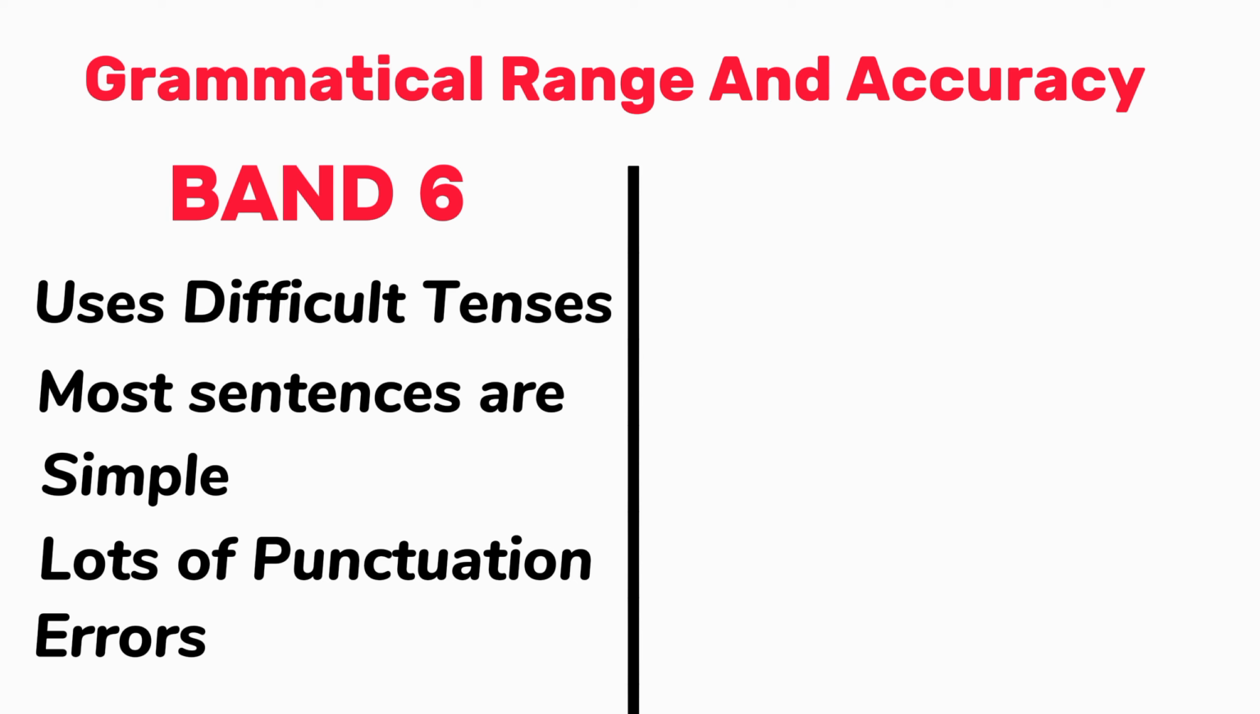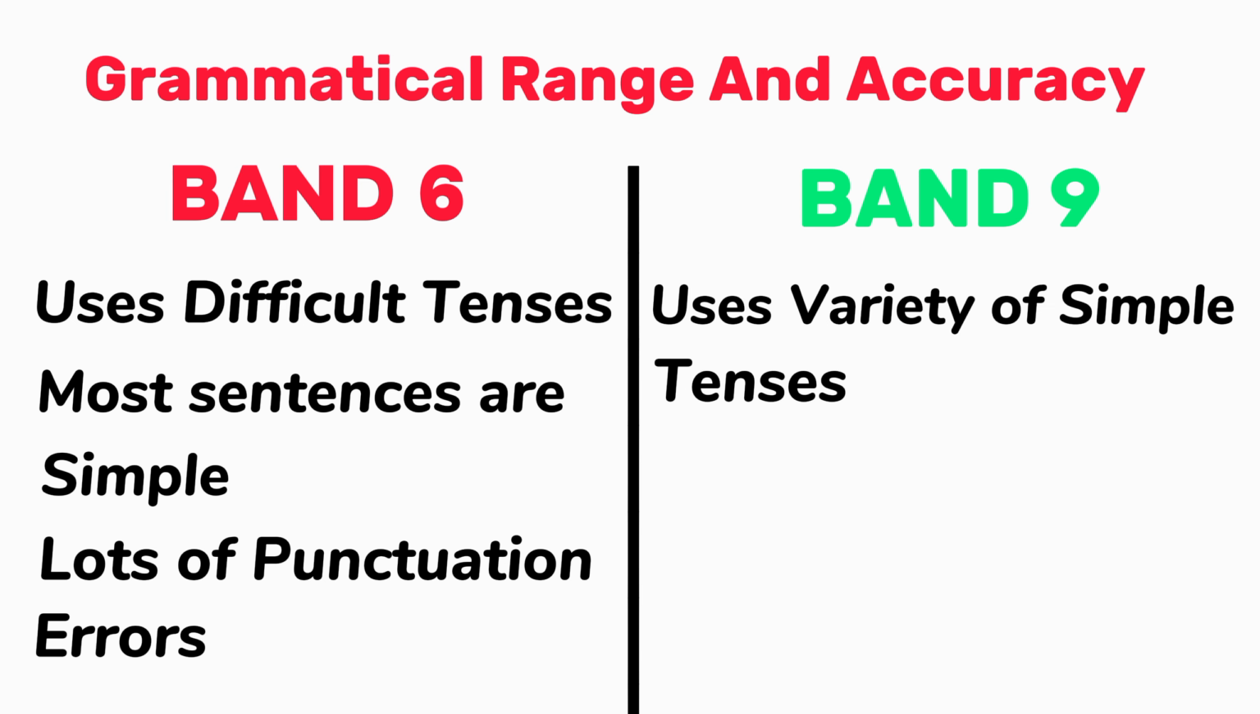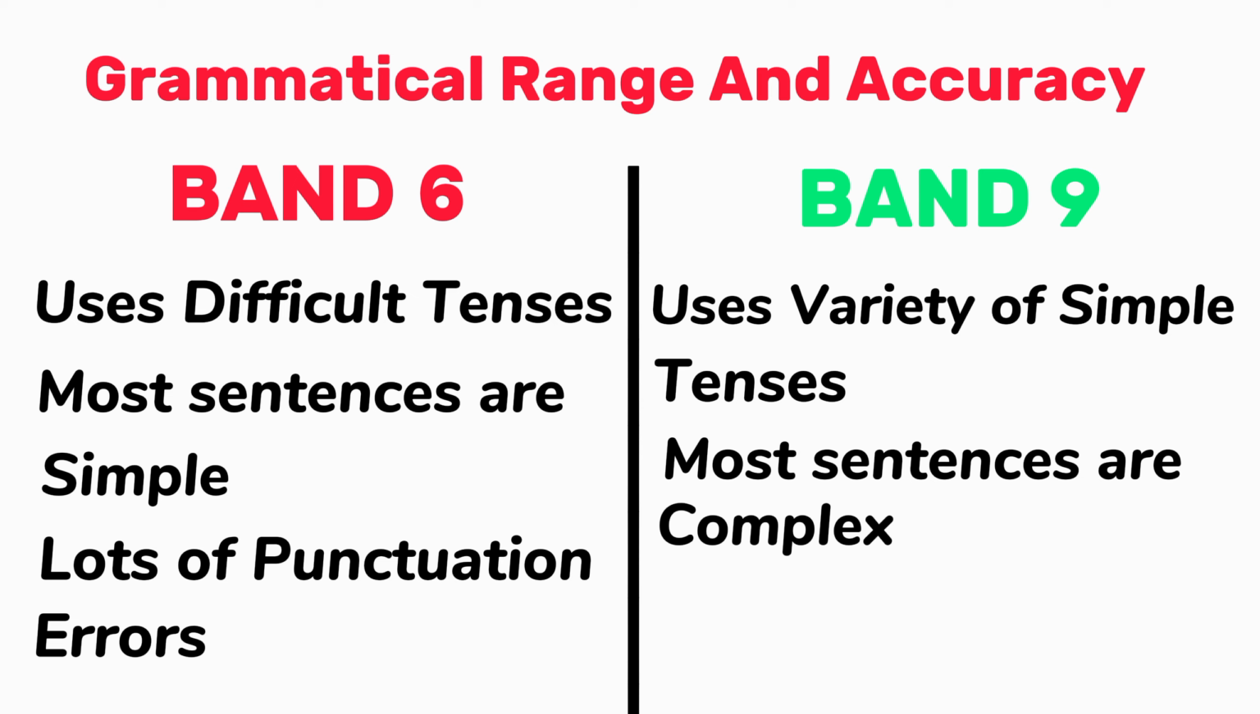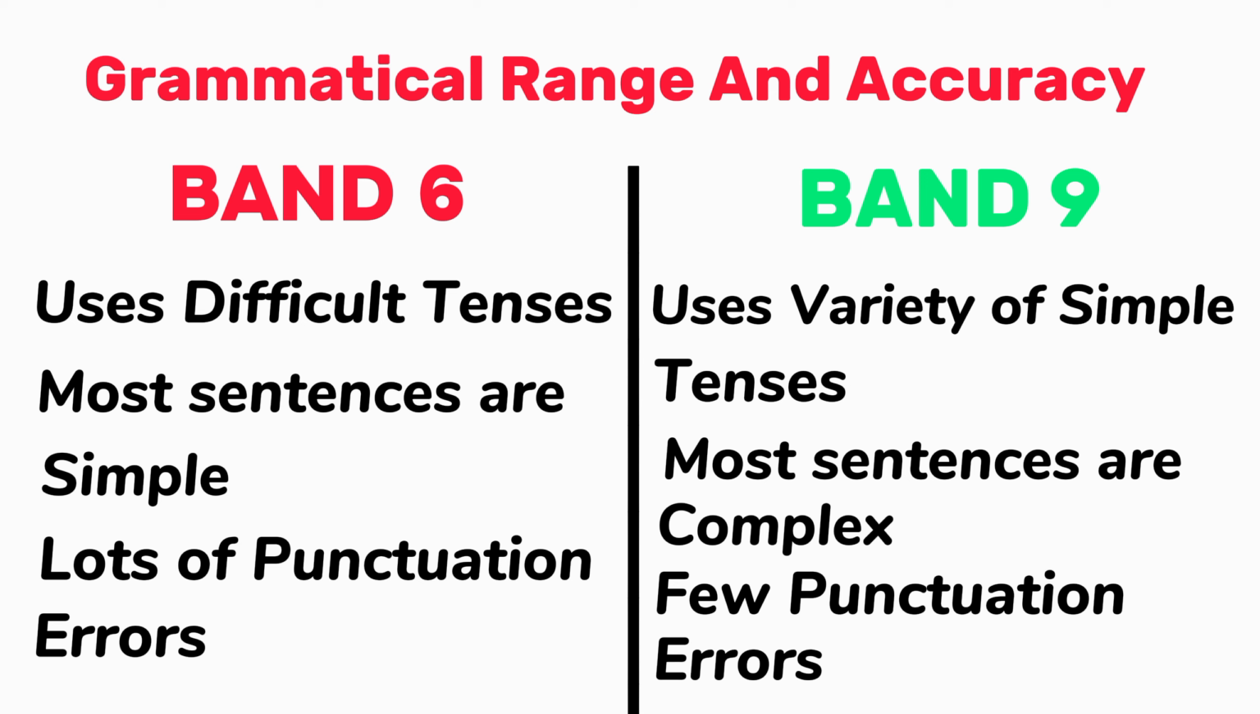In comparison, a band 9 student just keeps it simple by using present indefinite, past indefinite, and future indefinite. There is a variety here, look: present, past and future. He also tends to use complex sentences. He does use simple sentences, but most of his sentences are complex, which is a requirement of band 9 grammatical range and accuracy. Furthermore, he doesn't make any punctuation errors, or only minor ones like a missing comma, which doesn't affect the overall essay.